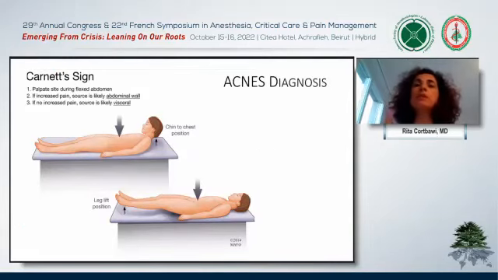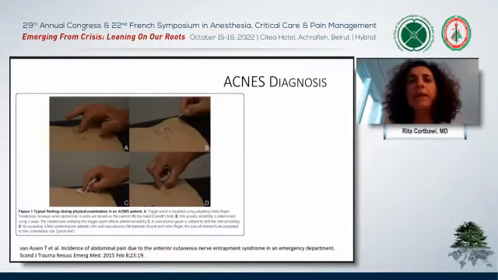The Carnett sign is quite an interesting sign because it allows us to differentiate between visceral pain and parietal pain. Parietal abdominal pains are not very well known. The examiner puts his finger on the point of maximal tenderness over the abdominal wall, and then asks the patient to either lift the head or lift the legs. This will increase the pain. If the pain is increased, then we know that the source is more likely the abdominal wall. If there is no increase in pain, the source is likely visceral.